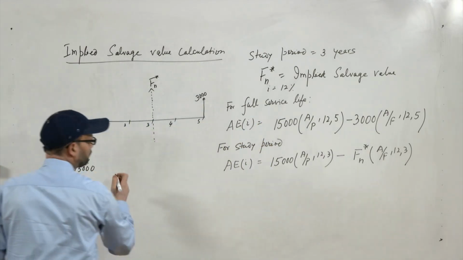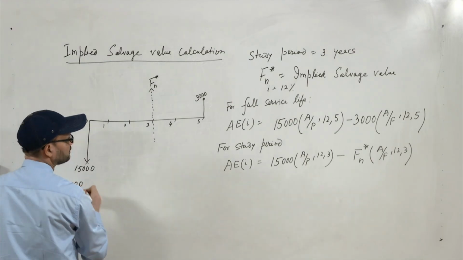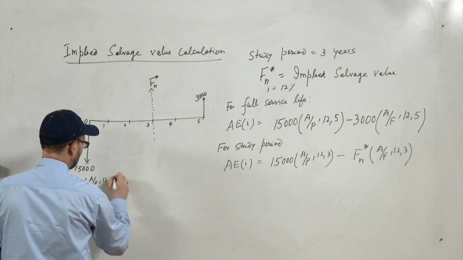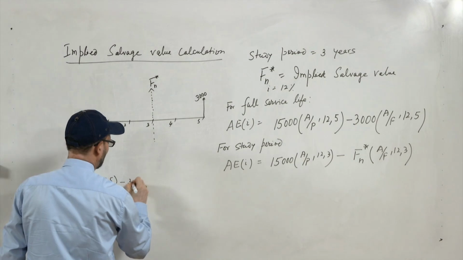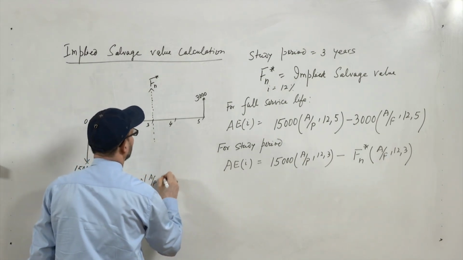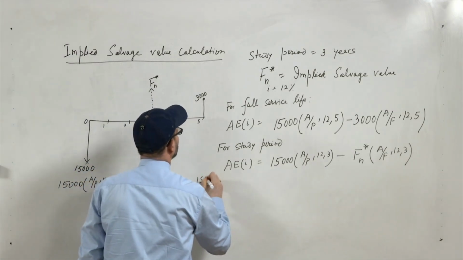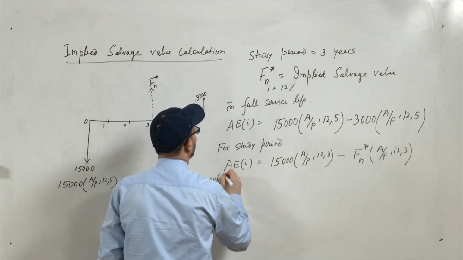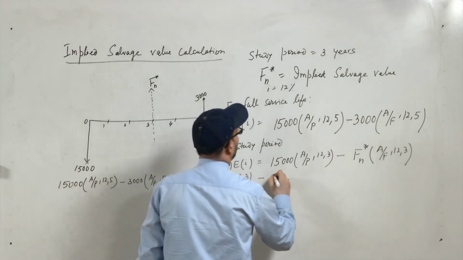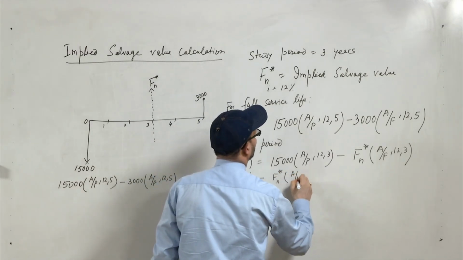So, if we equate them, 15,000 A by P, 12%, 5 years, minus 3,000 A by F, 12%, 5 years, should be equal to 15,000 A by P, 12%, 3 years, minus Fn star A by F, 12%, 3 years.